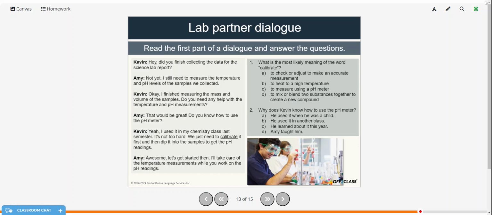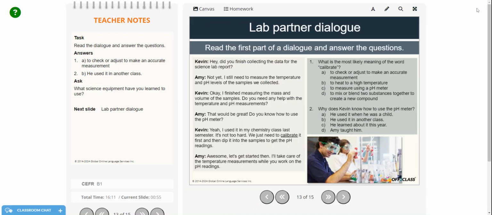So, what is the most likely meaning of the word calibrate? Well, that would be A, to check or adjust to make an accurate measurement. And why does Kevin know how to use a pH meter? He used it in another class.